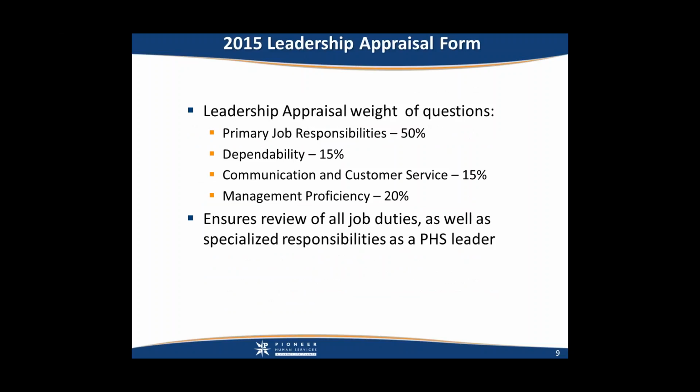So sections 1, 2, and 3 that we reviewed are on the employee appraisal form. This fourth section here, the leadership, is on the leadership appraisal form, and you'll see that the breakdown of the score, the weighted score, is a little different here. So the prime responsibilities are 50%, dependability 15%, communication and customer service 15%, and then there is the section for management proficiency, which is 20%. This ensures that a review of all job duties as well as specialized responsibilities as a PHS leader are factored into the final score.